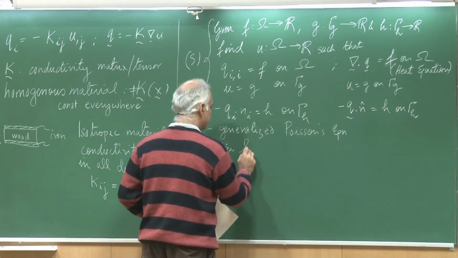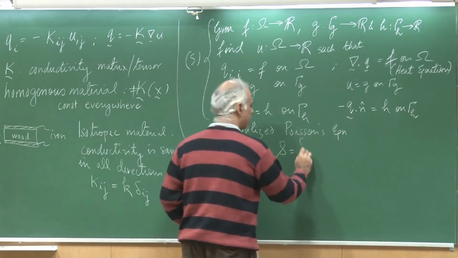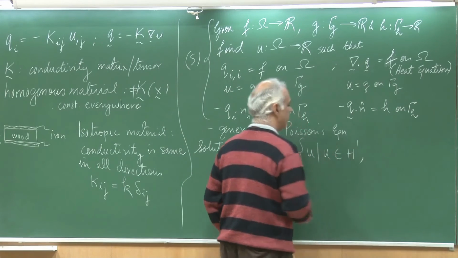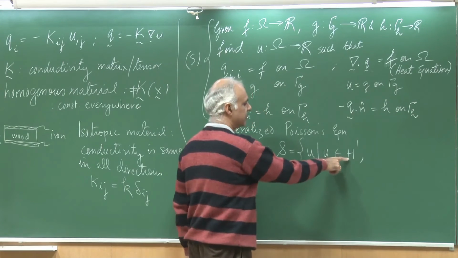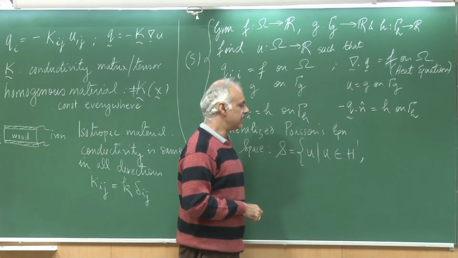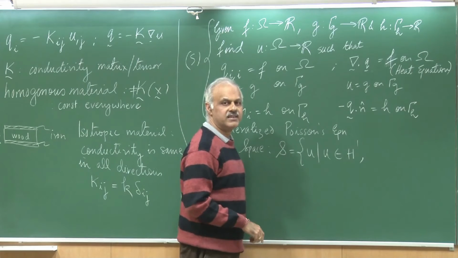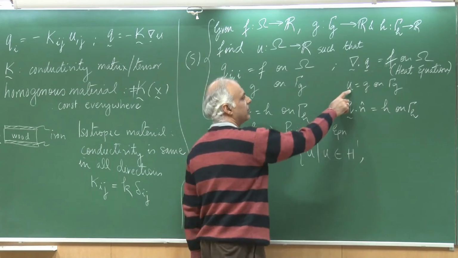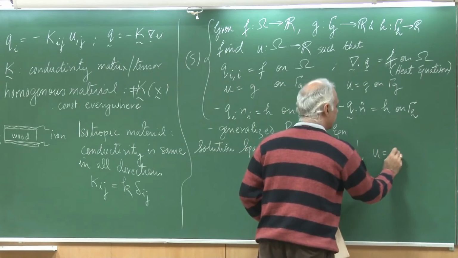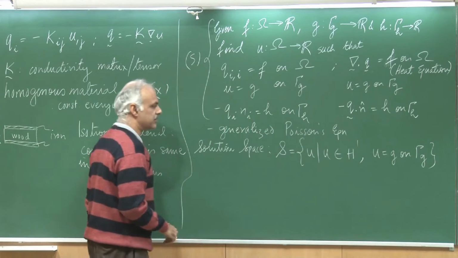So, the solution space we will denote by S, and this consists of functions u such that u belongs to H1. We have already seen what the meaning of this H1 is. That means the function itself as well as the first derivative are square integrable. We will also require these functions to satisfy the essential boundary condition, so u would be g on gamma g. This is the solution space.